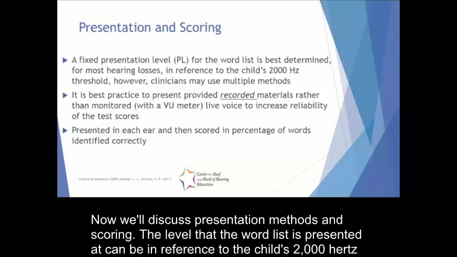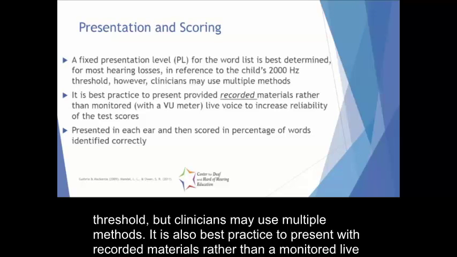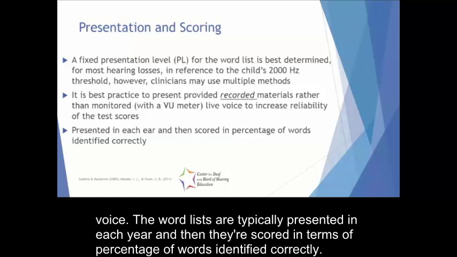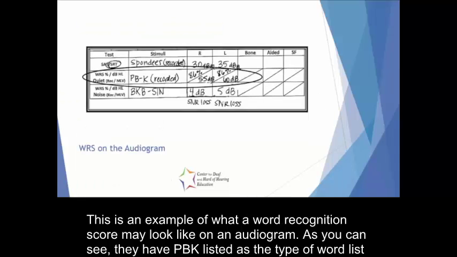The level that the word list is presented at can be in reference to the child's 2000 Hertz threshold, but clinicians may use multiple methods. It is also best practice to present with recorded materials rather than a monitored live voice. The word lists are typically presented in each ear, and then they're scored in terms of percentage of words identified correctly. This is an example of what a word recognition score may look like on an audiogram.